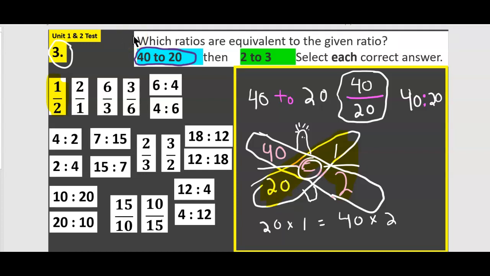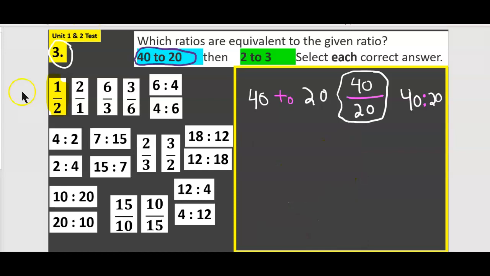All right, can you see that? 20 times 1 is 20. And that does not equal 40 times 2, because 40 times 2 is 80. So I can tell these are not equal. So I'll go on to the next one. Okay, so let's try it the other way. We can say it's not 1 over 2. Could it be 2 over 1? Let's try. 2 over 1.